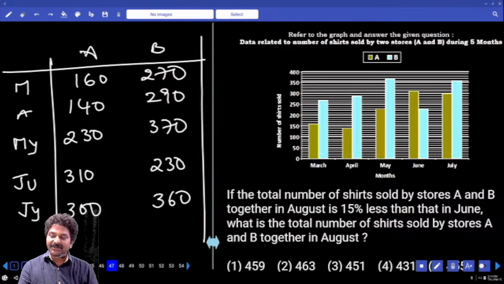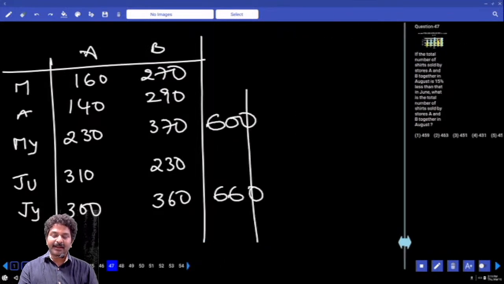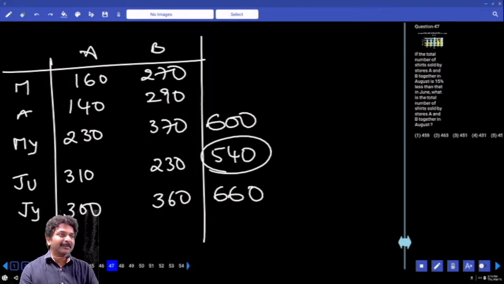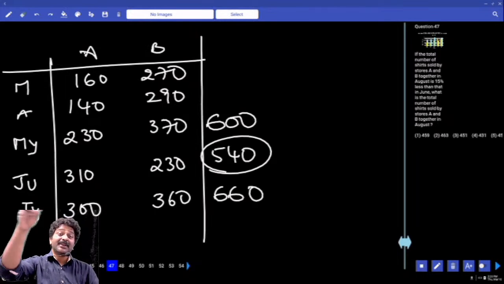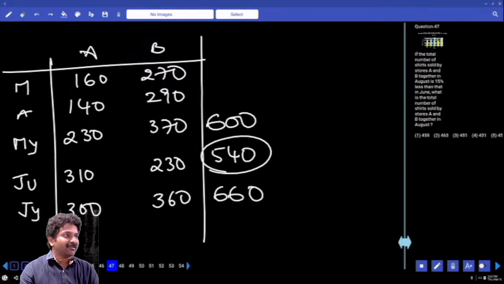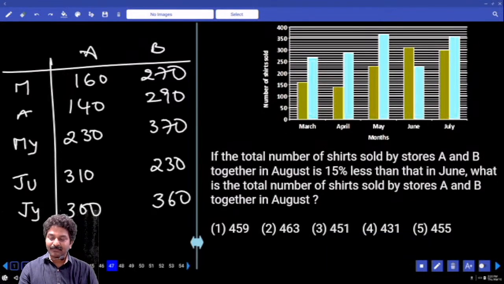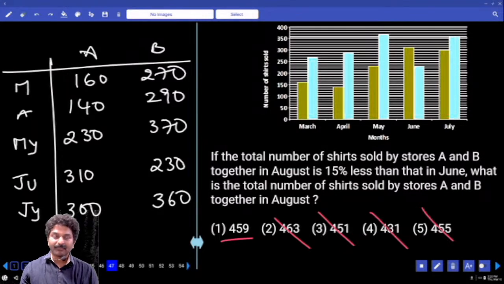If the total number of shirts sold by A and B together in August is 15% less than that in June, what is the total number of shirts sold by A and B together in August? In June, the total value is 540 only. First of all, when I see this number, that is a 9 multiple. Whatever percentage you calculate and add, or calculate and subtract, the remainder is also a multiple. So the answer is going to be a 9 multiple. I know that point. Can it be the first option? Second, third, fourth, fifth. That's it.